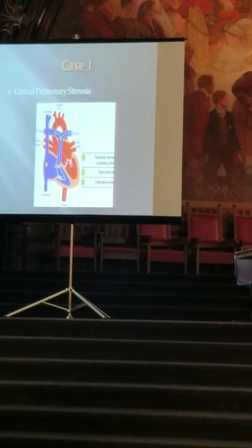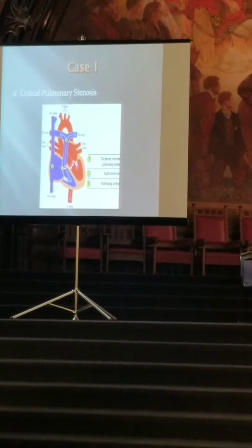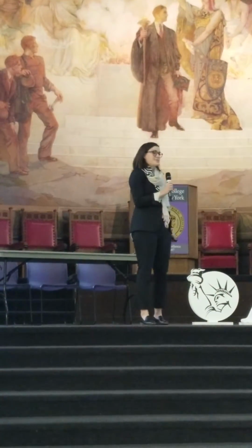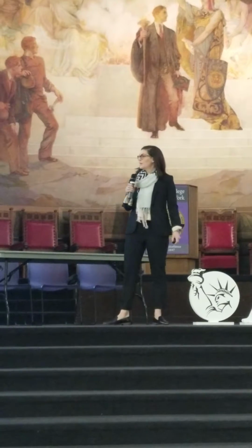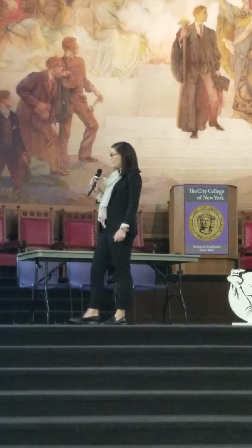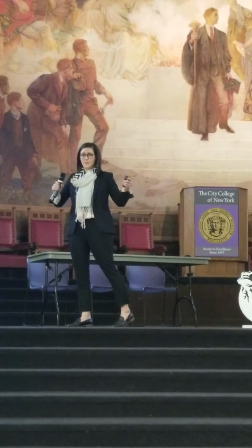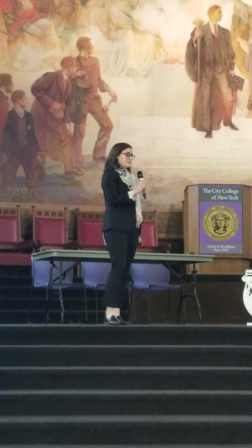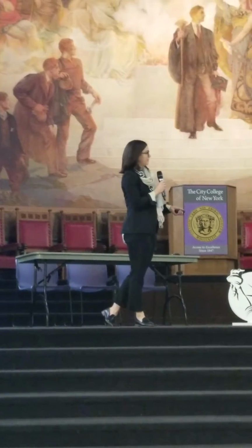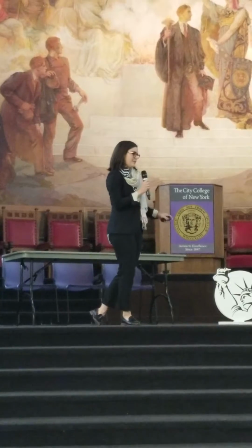These kids are ductal dependent. They need prostin to keep that ductus open while the cardiologist is getting ready to take them to surgery to do a balloon valvuloplasty, basically bust open that big stricture valve. We're going to go to another case.